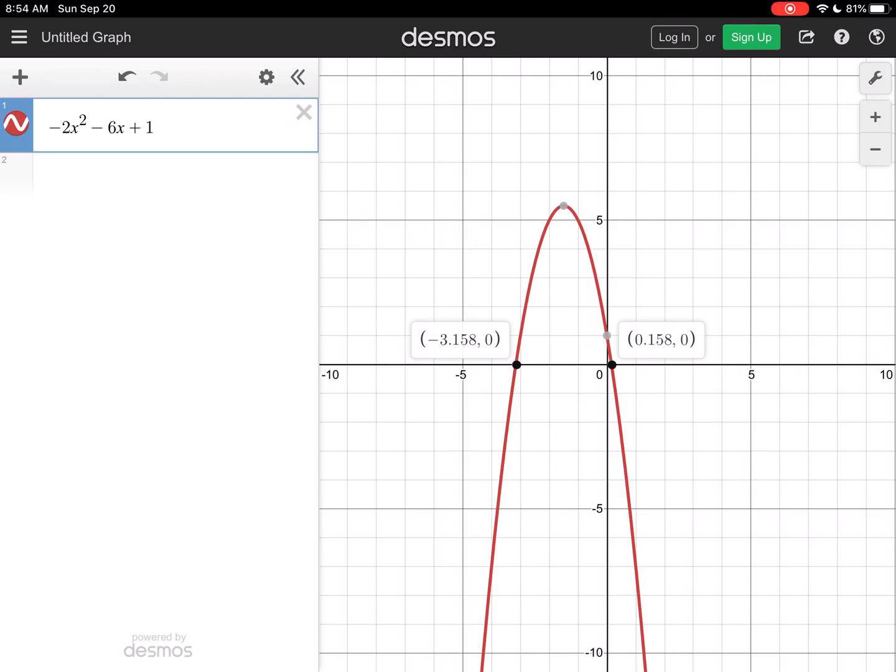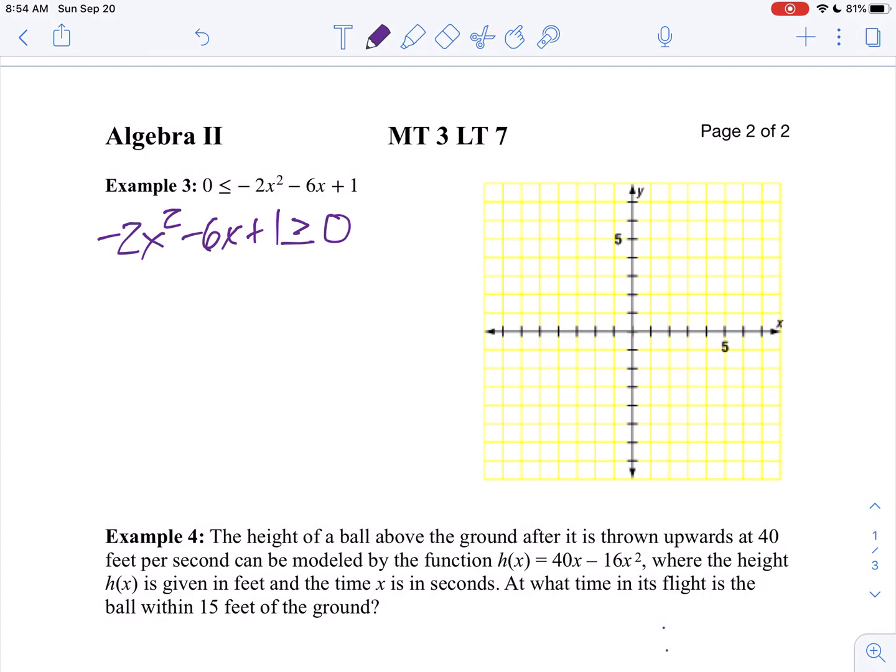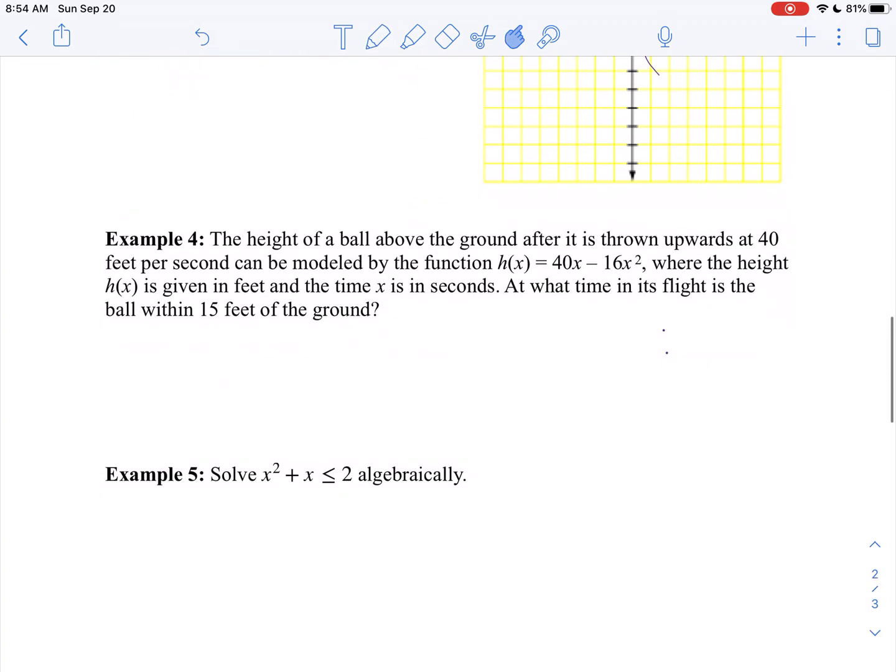So notice, since it's greater than or equal to, I'm going to use brackets on this one because it'll include that one. So I'm going to go from negative 3.16 to positive 0.16. And there is our graph. And you could maybe estimate that on your assignment since you did your work on Desmos to show me that you've got it done.